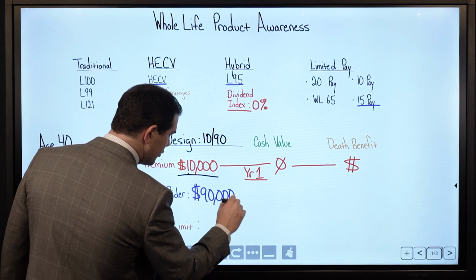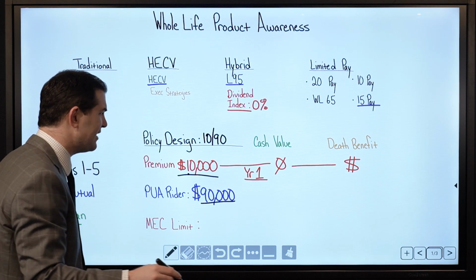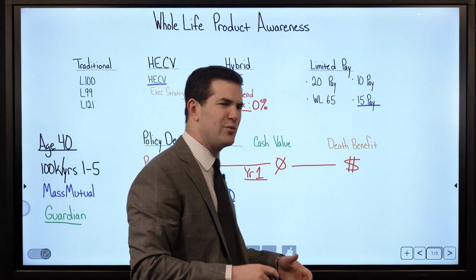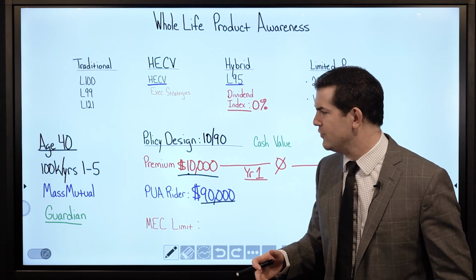You're going to see the numbers are not an exact 10/90. The reason why is we do have a term rider attached. The true minimum commitment falls between $11,000 and $12,000, but you'll get the point when you see the numbers.